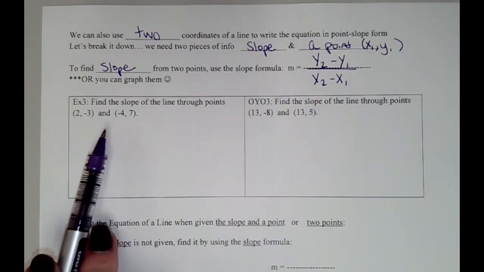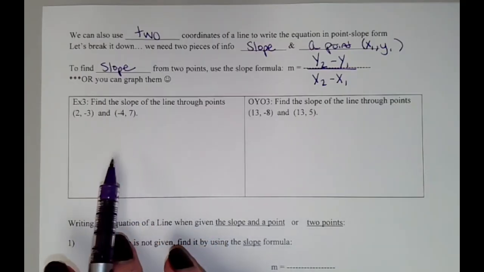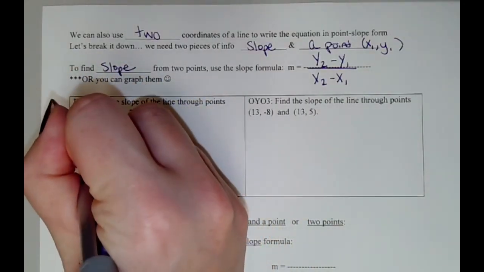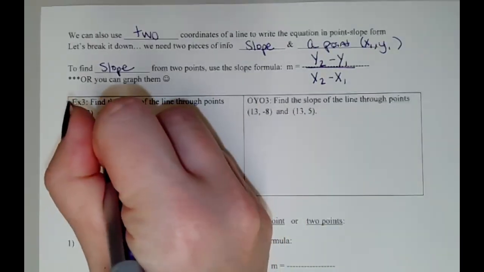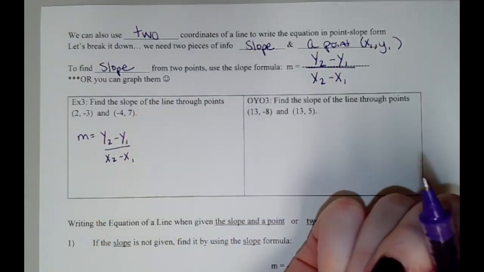So if I just give you 2 points, no graph, no nothing, just 2 points, we can actually write the equation. So I'm going to start off finding the slope. Y2 minus y1 over x2 minus x1.